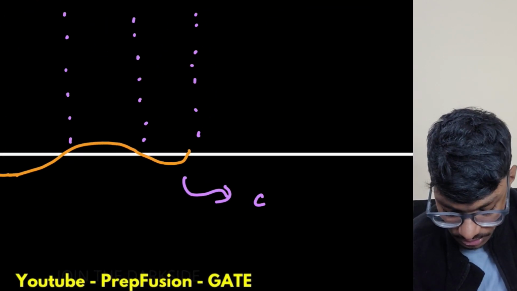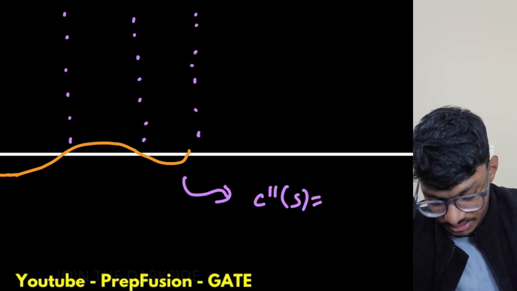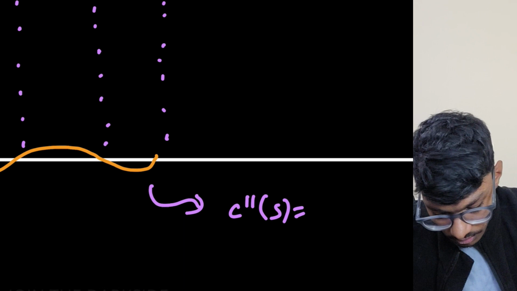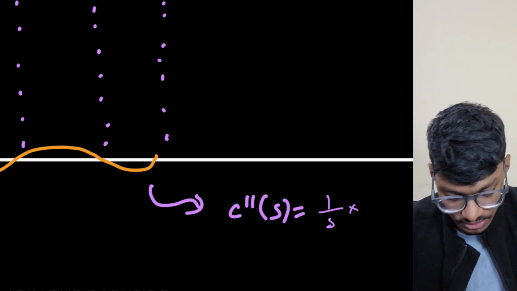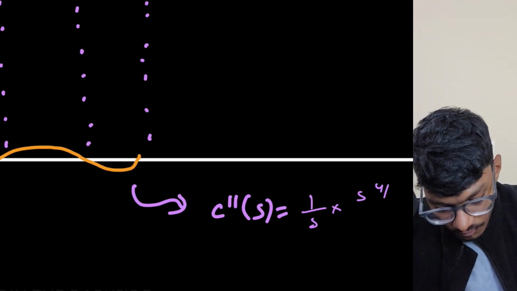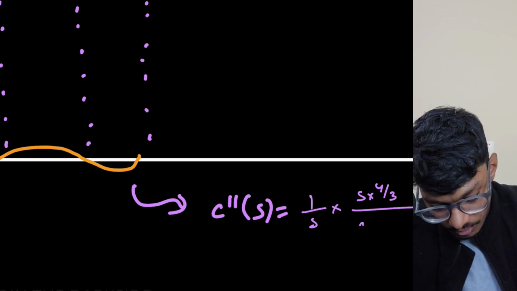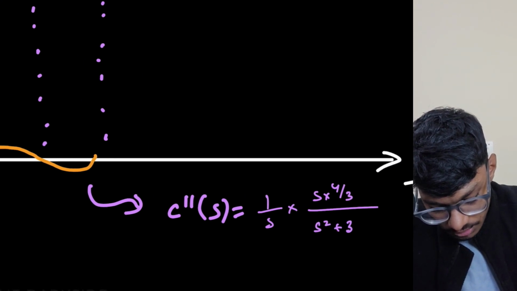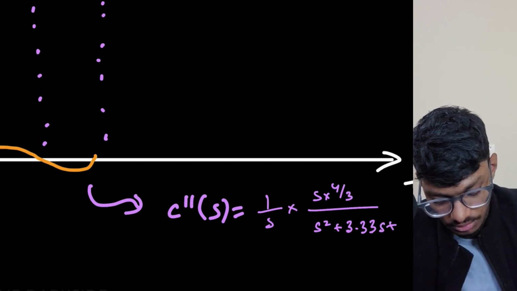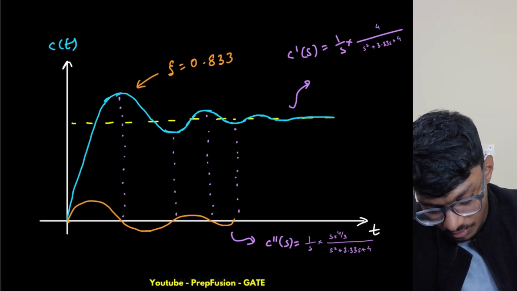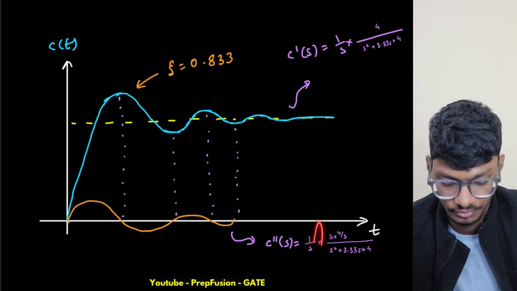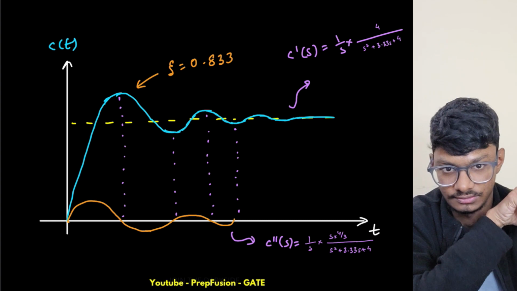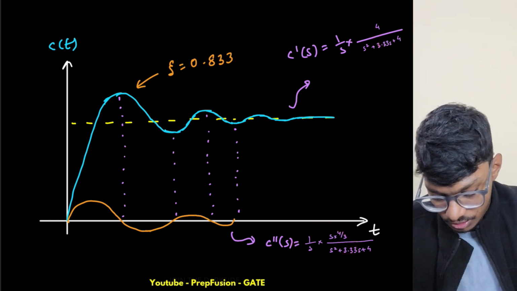What is this? Let's name this C double dash of s. This is simply the differentiation of that. So it is R of s, which is 1 by s, like 1 by s is the unit step, right? R of s into s into 4 by 3 upon s square plus 3.33 s plus 4. So yes, this is the differentiation of that one. 1 by s is simply the Laplace of unit step. So this is like C of s equals R of s times a transfer function. That is what I'm writing over here.